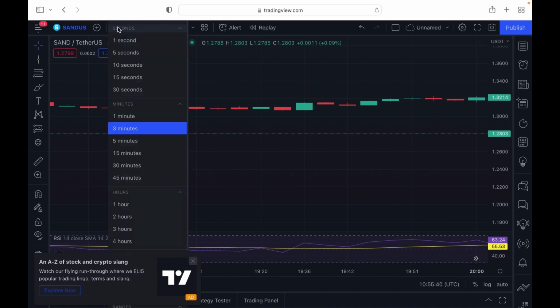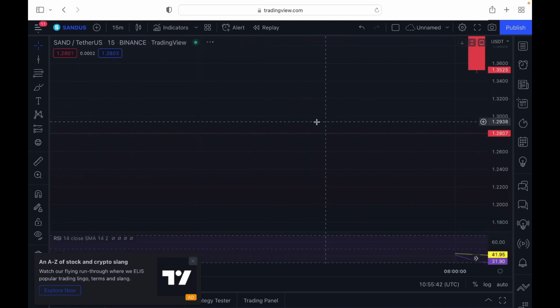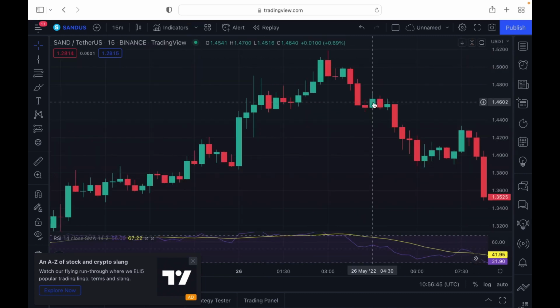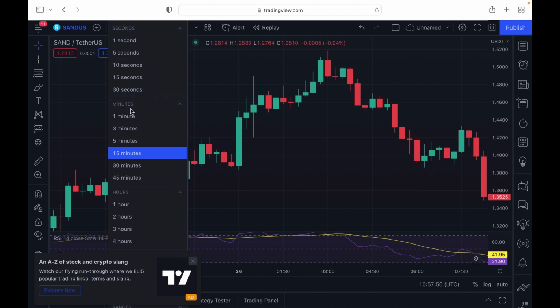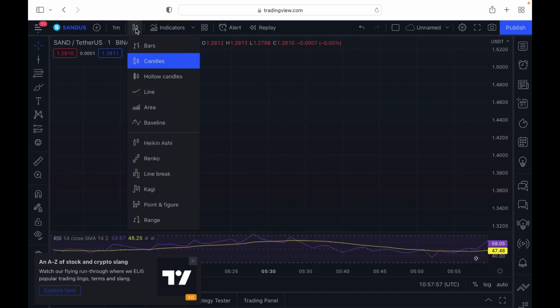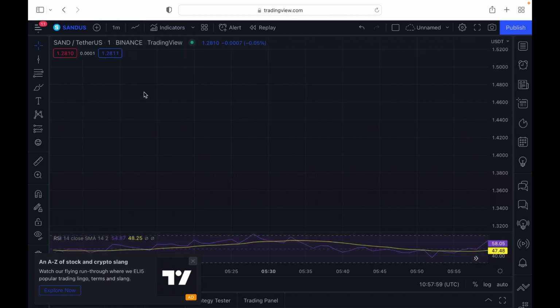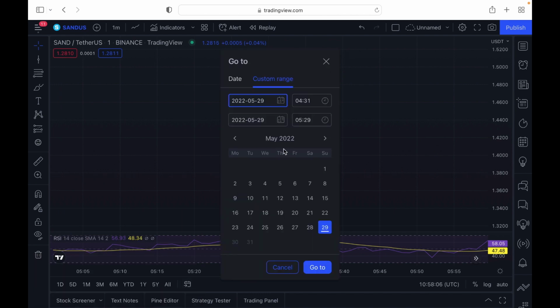So let me switch back to 15-minute interval, and let's break down this bar, which is representing the data of 26th May 4:30 a.m., and the interval is from 4:30 a.m. to 4:45 a.m. So in order to break this bar, I will put it as 1 minute so that I will get into much detail, and instead of candles I will put the line, and the range is from 26th May 4:30 a.m. to 4:45 a.m.